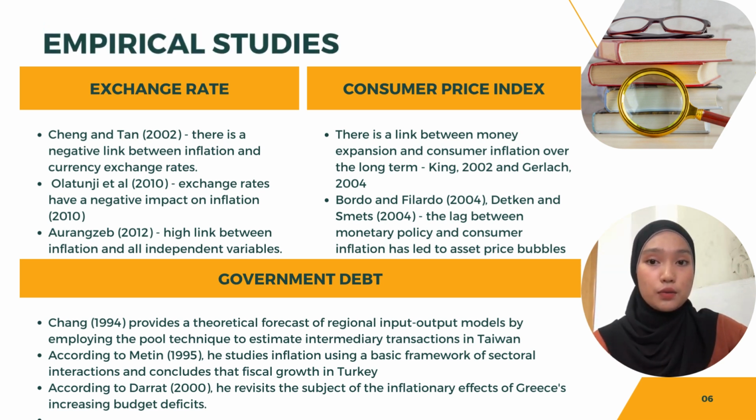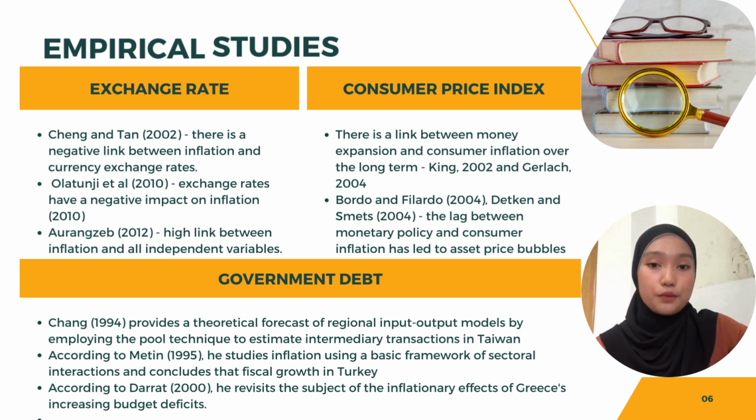According to Darrat 2000, he revisits the subject of the inflationary effects of Greece's increasing budget deficits, using the same data sample from 1957 to 1993 and model structure as Hondroyiannis and Papapetrou 1997. He argues that their findings lack credibility as a result of several modeling and estimating issues. By addressing these issues, the results indicate that in addition to money growth, budget deficits have played a large and direct role in the inflationary process in Greece.